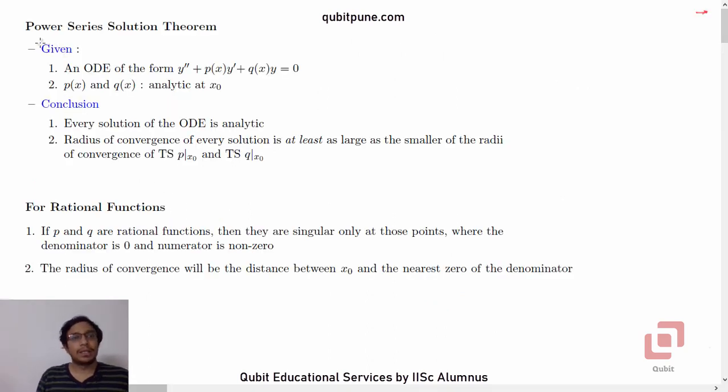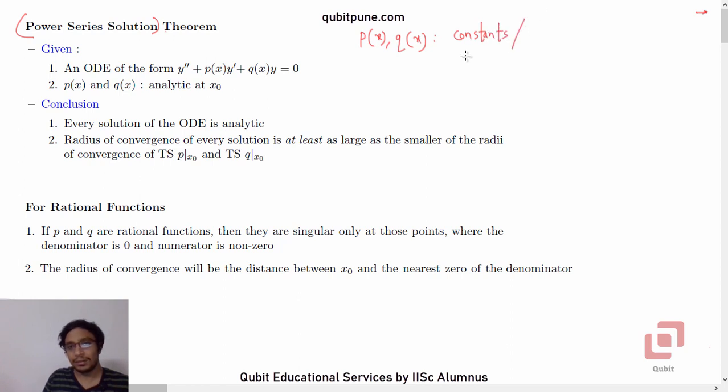Okay, the power series solution theorem. This theorem requires us to have a second order ordinary differential equation of the form d2y by dx squared plus p of x into dy by dx plus q of x into y equal to 0, where p of x and q of x can very well be constants. Okay, but in their most general case, they are functions of x only.